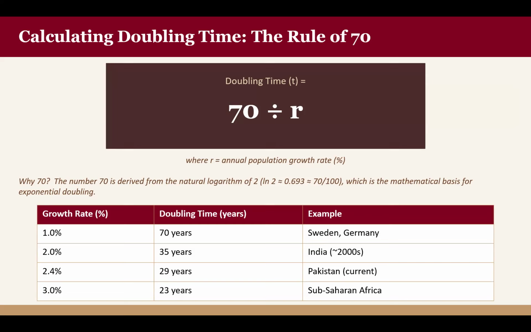So if the growth rate is 1%, then the doubling time is 70 years, for example, in Sweden or Germany. If the growth rate is 2%, the doubling time is 35 years, like in India in the early 2000s. If the growth rate is 2.4%, the doubling time will be 29 years, for example, currently in Pakistan. If the growth rate is 3%, the doubling time will be 23 years, which is the case in sub-Saharan countries. So we divide 70 by whatever the annual growth rate is, and then we arrive at the doubling time.